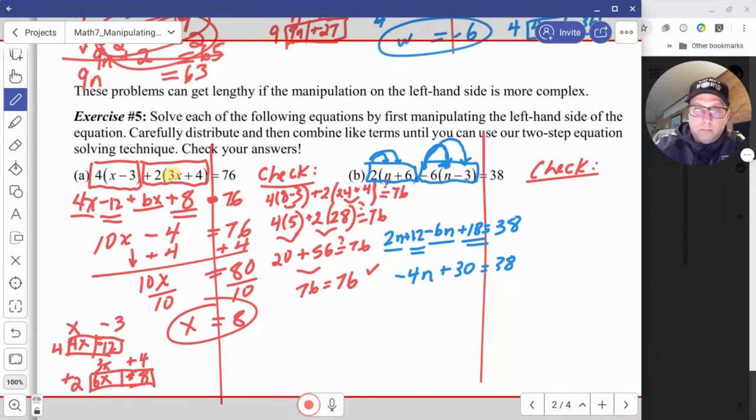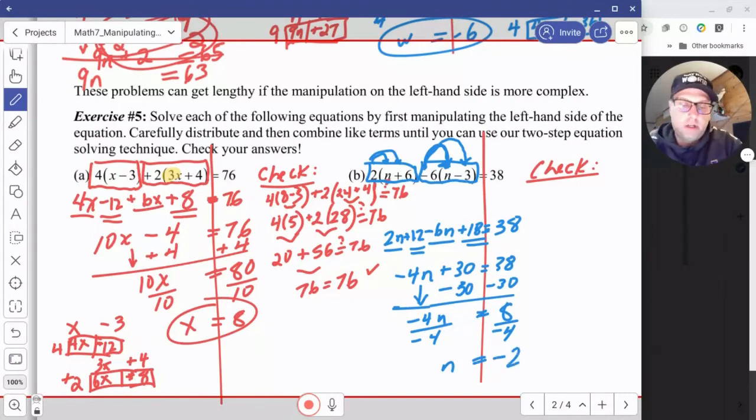Okay. Now I undo add and subtract. I do the opposite of the add. So this is minus 4n equaling 38 minus 30, which is positive 8. It's just 8. Now I undo multiply and divide. Well, to undo multiplying by negative 4, I divide by negative 4. 8 divided by negative 4 is negative 2.